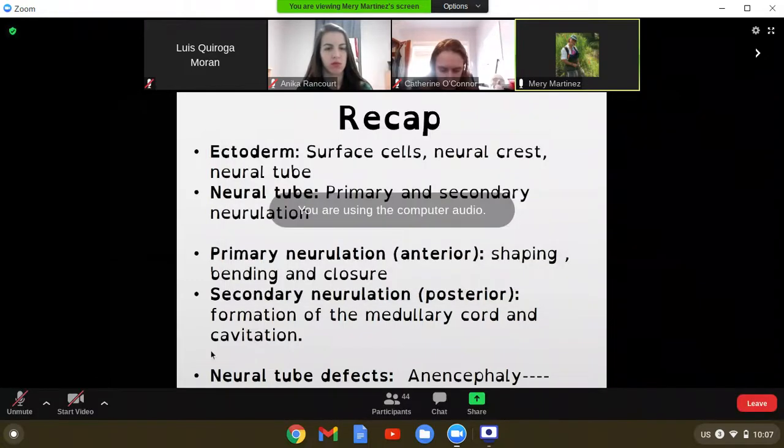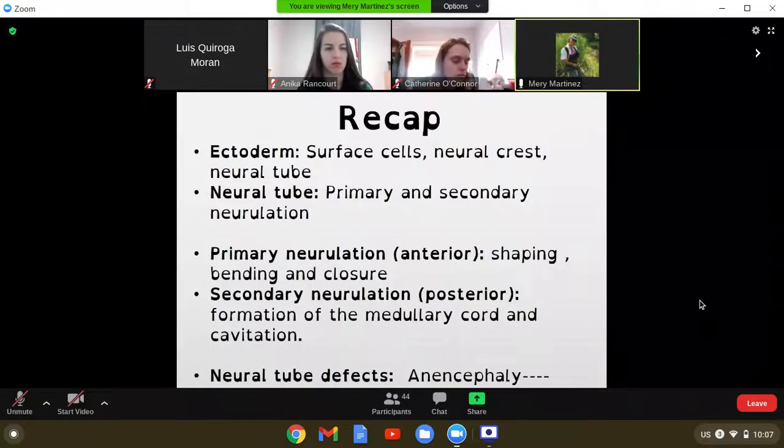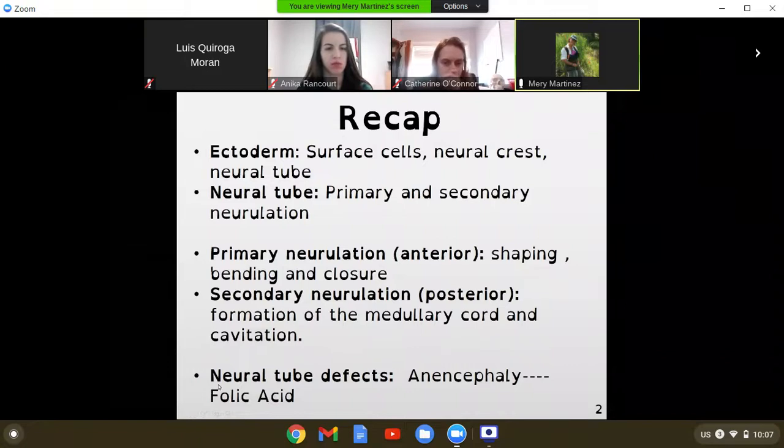the medullary cord, not by junction formation of the hinge points. Okay, we also saw how many neural tube defects can occur in the anterior or posterior axis of the individual. Whether it is in the anterior portion, it will be called anencephaly, and whether it is in the posterior portion, we're going to have a spina bifida. Okay, that is the failure to close the posterior part of that neural tube.